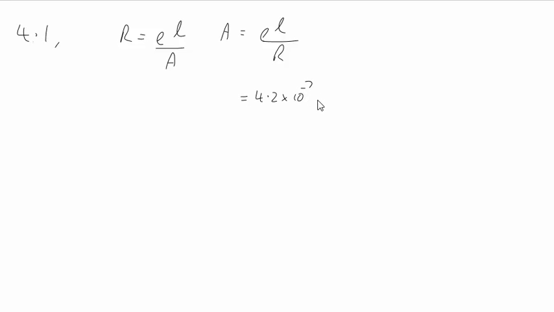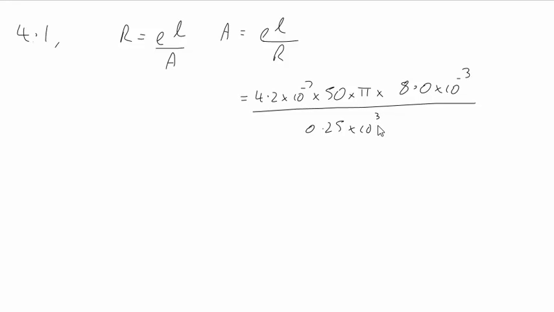The length, well, we have 50 circumferences because we have 50 turns of wire. So that's 50. The circumference is pi d. So pi times the diameter of 8 mil, 8.0 times 10 to the minus 3. And we have a resistance of 0.25 times 10 to the 3 ohms. This gives an area of 2.1 times 10 to the minus 9 square meters.